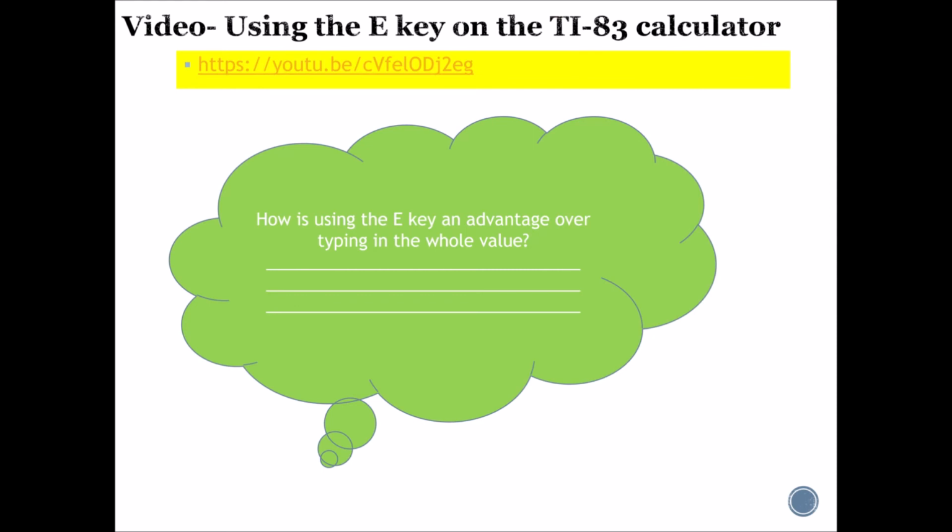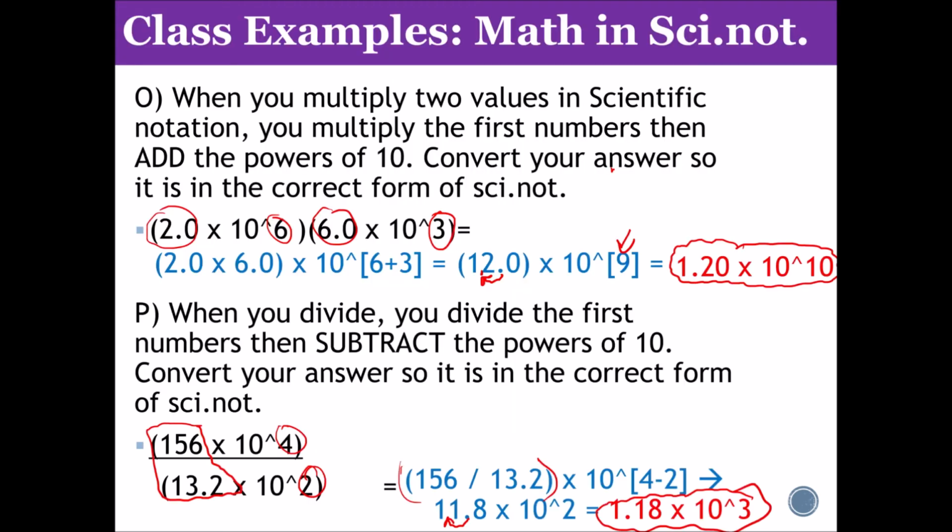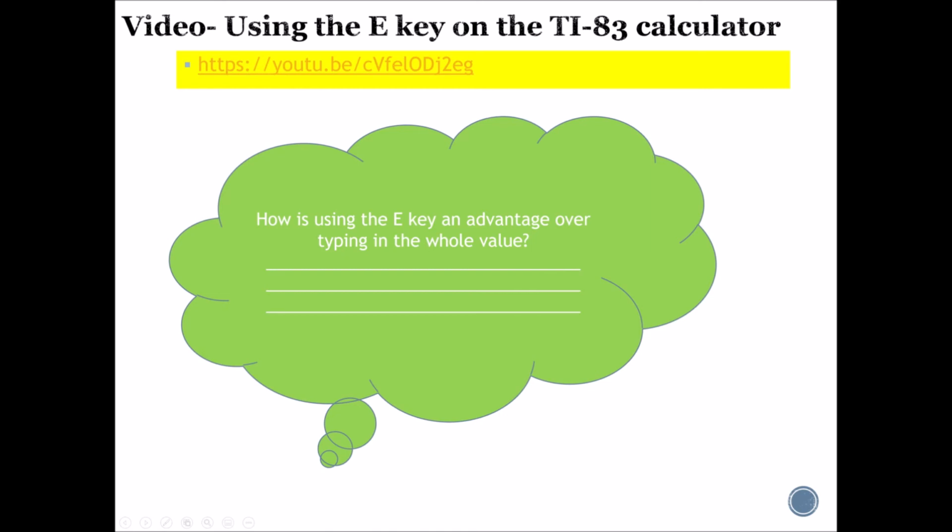Okay, using a scientific calculator, there's an easier way to key these in so that you do not have to use a bunch of parentheses and brackets. You're going to use what's called the E key. Now, this is the capital E key. Do not use the lowercase e on your calculator. That's a logarithmic E. So watch this video and then answer this question. How is using the E key an advantage over typing the whole value? And then come back. Okay, pause this video and go to YouTube and go. Welcome back.